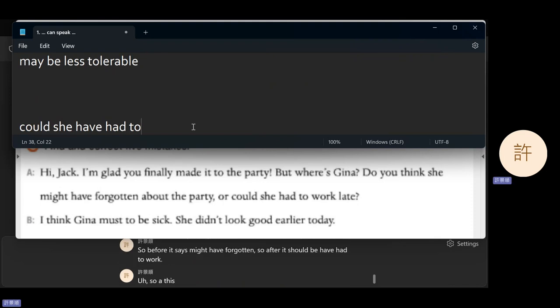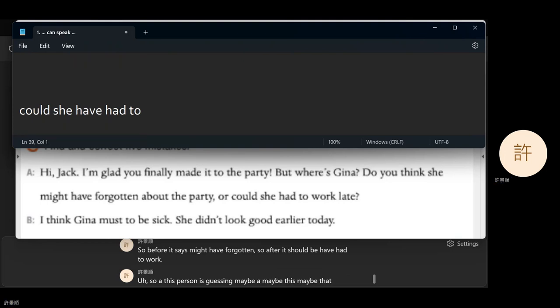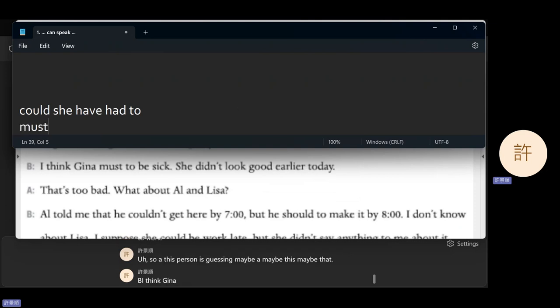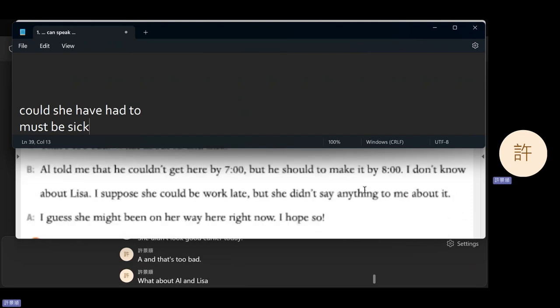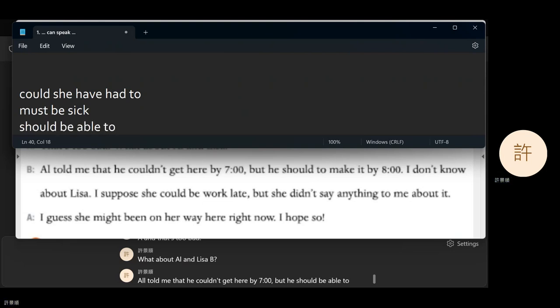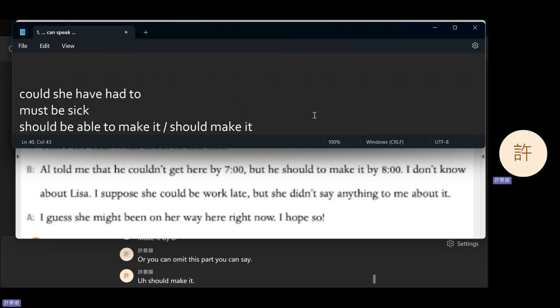So A, this person is guessing. Maybe this, maybe that. B: I think Gina must be sick. She didn't look good earlier today. A: That's too bad. What about Al and Lisa? B: Al told me that he couldn't get here by 7, but he should be able to make it by 8. Or you can omit this part. You can say, should make it. So probability, hopefully, it is likely that he will make it.